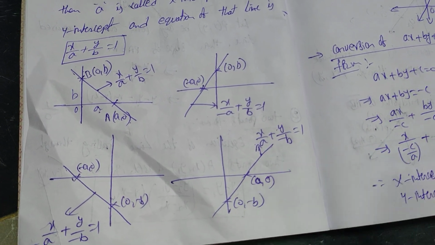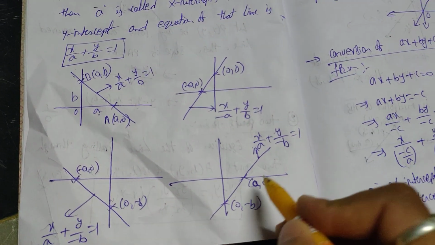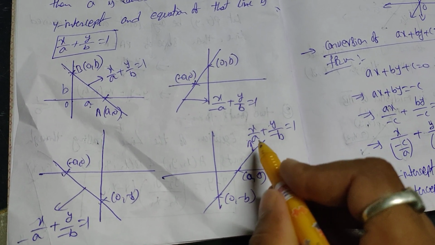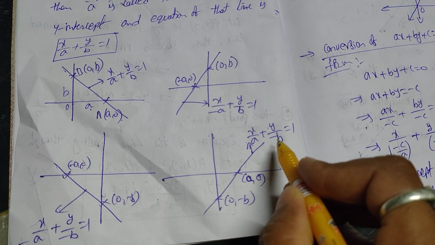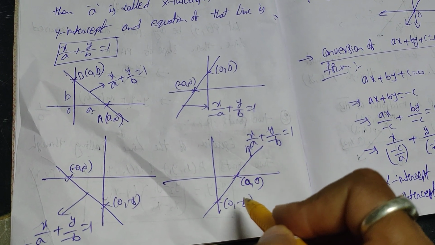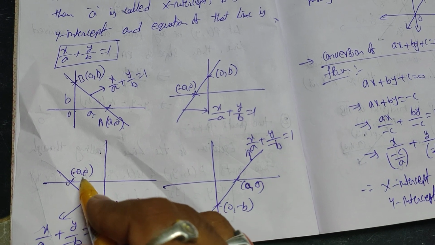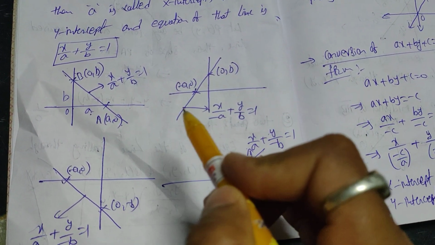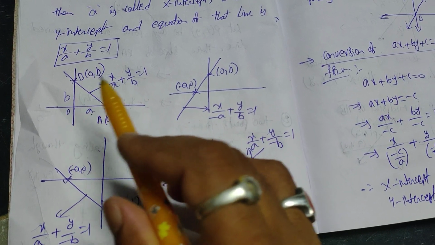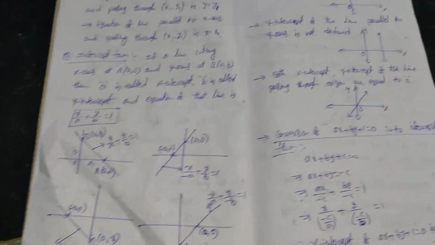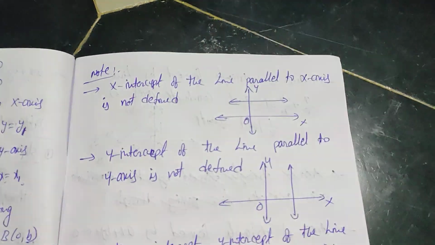Similarly, if it intersects the positive x-axis and negative y-axis, at the points (a, 0) and (0, -b), then the equation is x/a + y/(-b) = 1. Because on the negative y-axis it is (0, -b), on the negative x-axis (-a, 0), on the positive x-axis (a, 0), and on the positive y-axis (0, b). So these are the four intercept forms. Okay, next note.